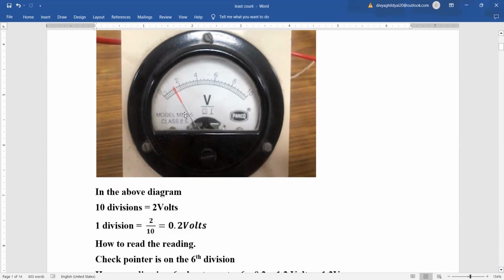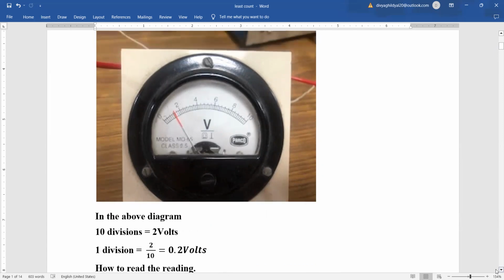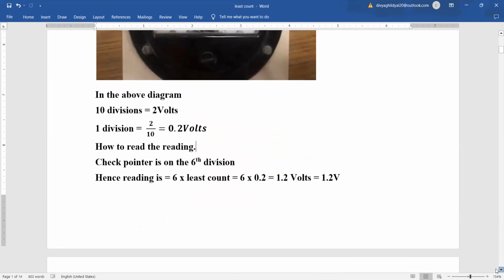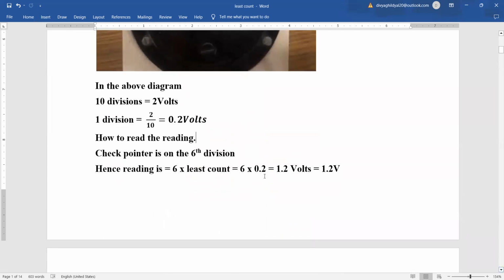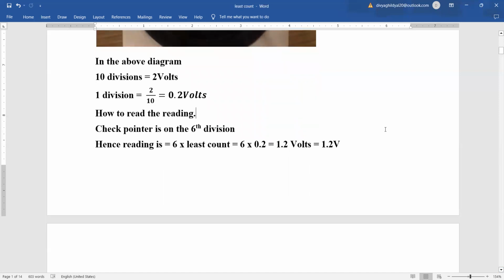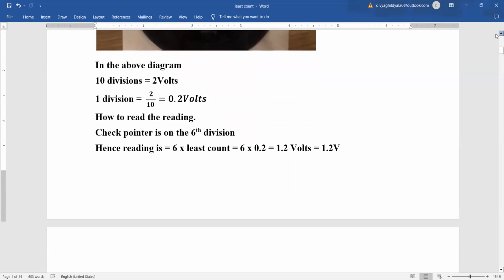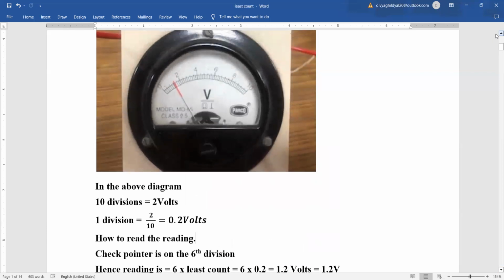Now, how will we read? What is the pointer showing us in this picture? The pointer is on the 6th division, 1, 2, 3, 4, 5, 6. So the reading here is going to be 6 into least count, that is 1.2 volts, being read by the pointer mark on the voltmeter.